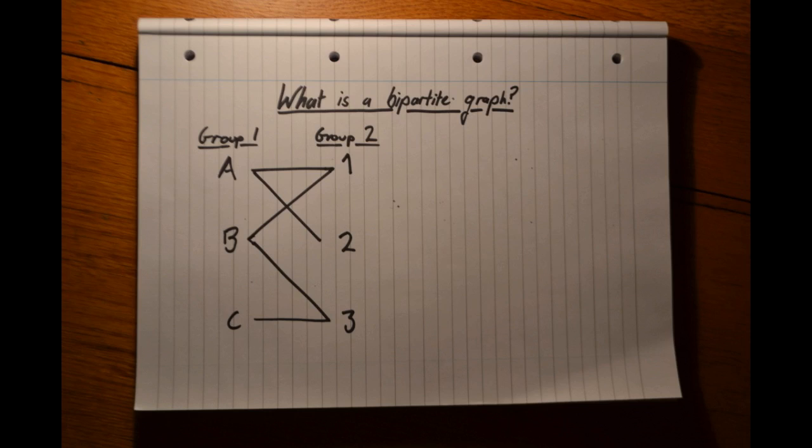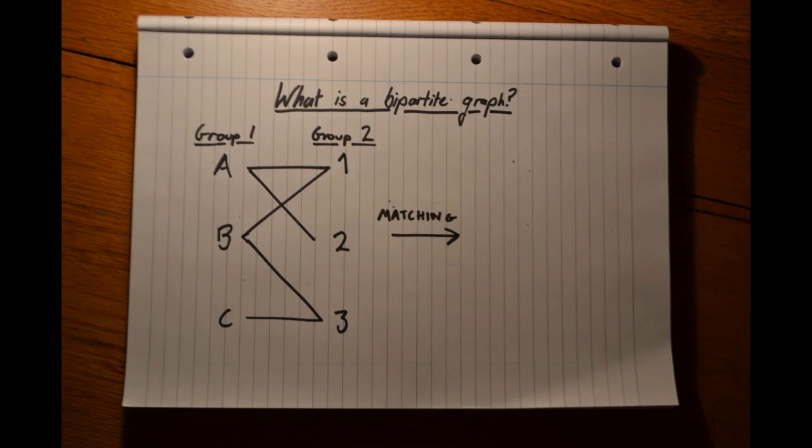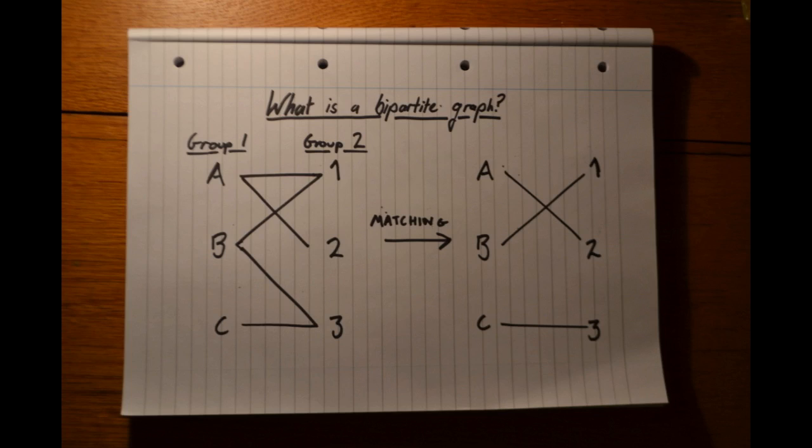The second term I want to explain is matching. A matching is a set of edges where no two edges share a common vertex. So a matching for a bipartite graph would be a set of edges linking vertices on the left side to vertices on the right hand side.